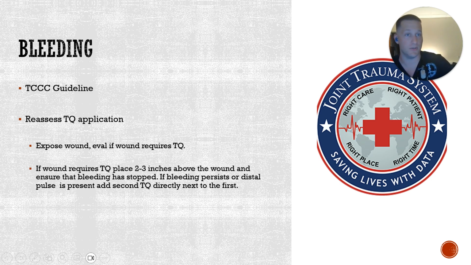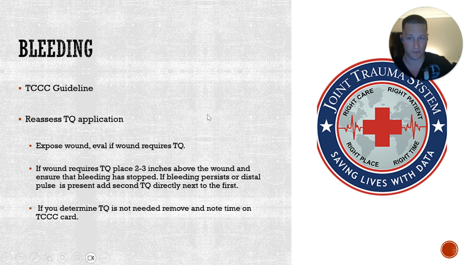If you believe the wound does require a tourniquet, place now a deliberate tourniquet 2 to 3 inches above that wound and ensure that the bleeding is stopped. If the bleeding hasn't stopped, or if there's still a pulse, add a second tourniquet right next to it. Straightforward. If you determine that a tourniquet is not needed, remove it and note the time on a TCCC card. Note the time on the patient's face. Note the time on the patient's injured extremity, somewhere where someone's going to see it, so that whoever gets to this patient knows what time they got this tourniquet.